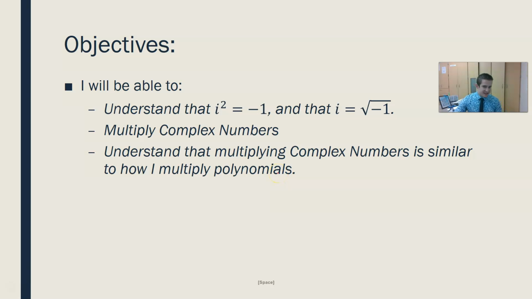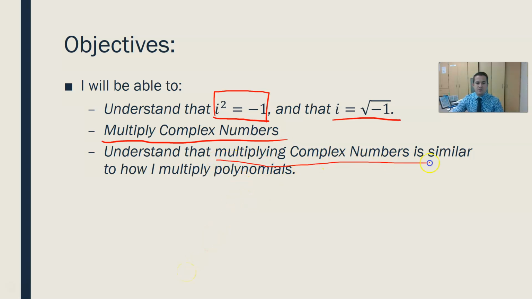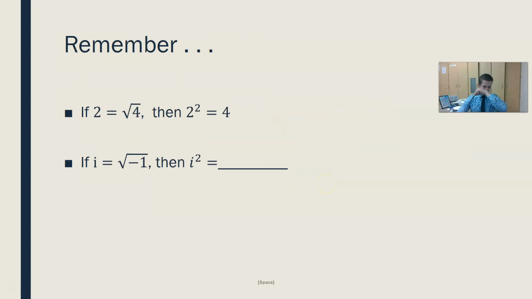So by the end of this lesson, these are the things that I hope you're able to understand. I want you to understand that i squared, when I take an imaginary number squared, is equal to -1, and that i is equal to the square root of -1. We reviewed this a little bit already. We're going to wrap it all up nicely with a bow. I hope you're able to multiply complex numbers and understand that multiplying complex numbers is similar to how I multiply polynomials. So let's get right into it.